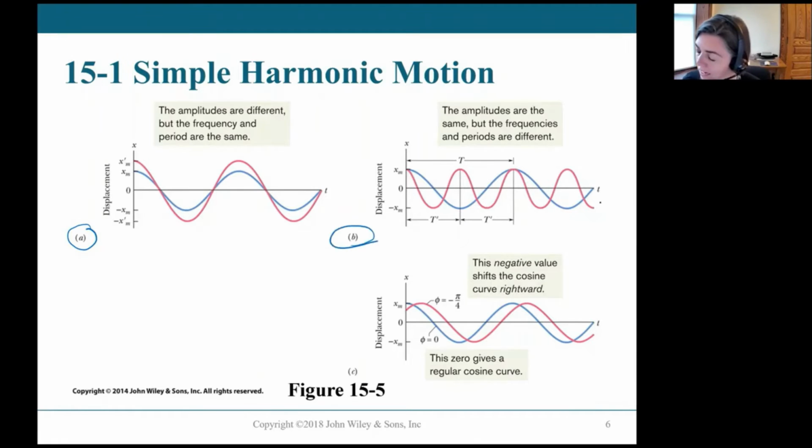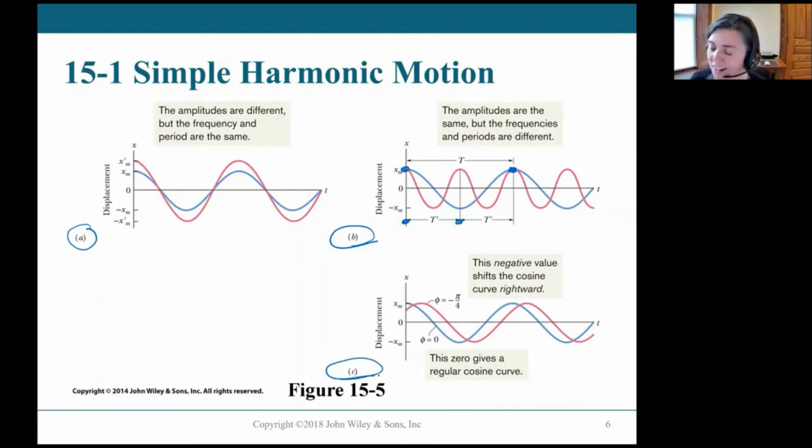Over here in graph B, you can see that the amplitudes are the same, and they both start from their maximum amplitude, so they're both cosine functions with no phase shift, but they have different periods, right? The blue one, to go from one full cycle, goes from here to here, and the pink one, to go one full cycle, just goes from here to here. Okay, so they have different periods. That means they'll have different omegas.